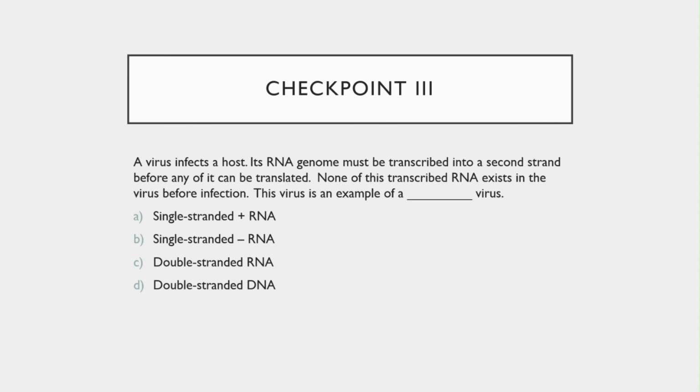Checkpoint 3. A virus infects a host. Its RNA genome must be transcribed into a second strand before any of it can be translated. None of this transcribed RNA exists in the virus before infection. This virus is an example of a blank virus.